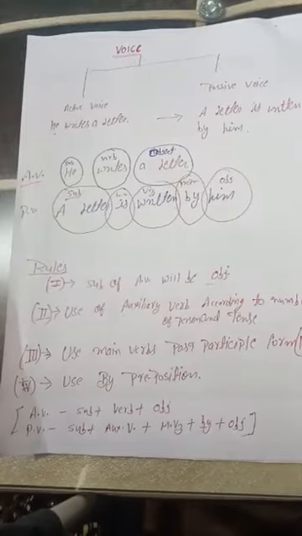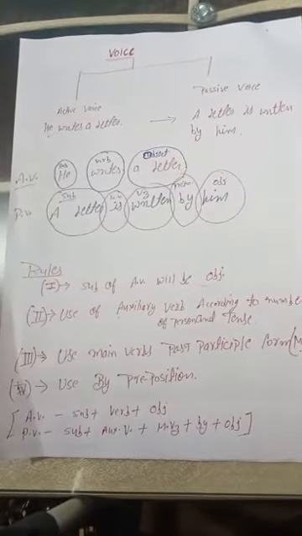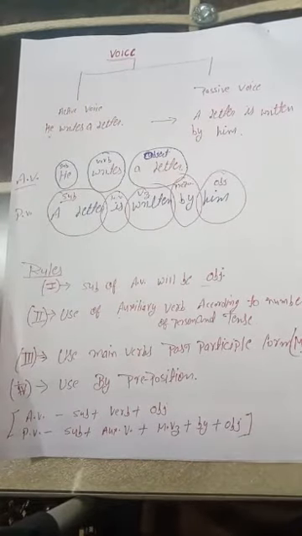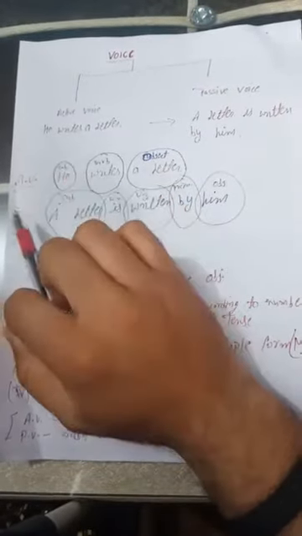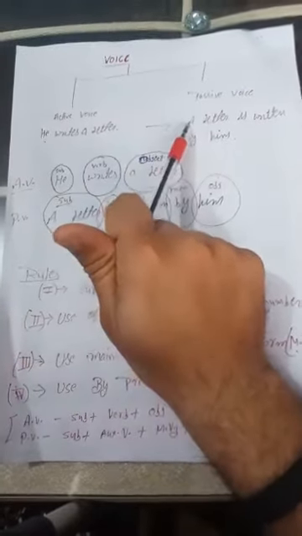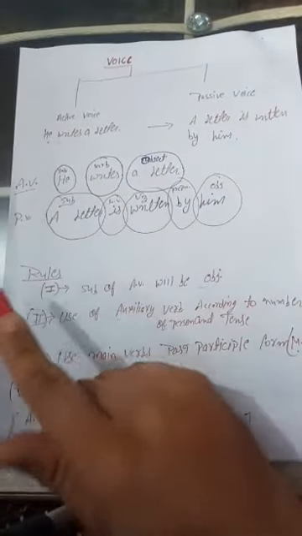Today I am going to discuss voice. Voices are of two types. One is active voice and the other one is passive voice. Active voice means when we focus on the doer of the sentence or subject of the sentence, and in passive voice we focus on the object of the passive voice or subject of the active voice.